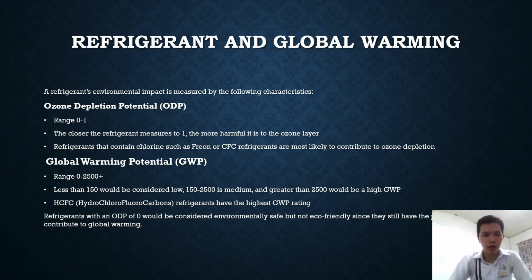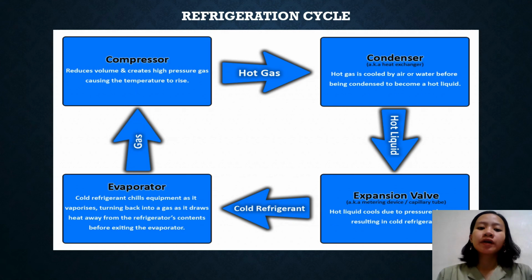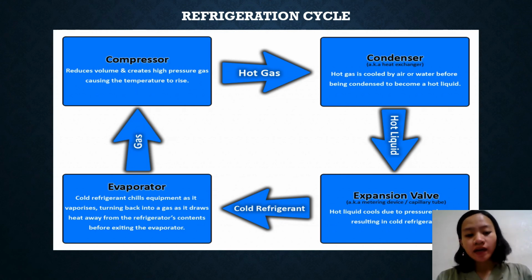So refrigerant's environmental impact is measured by the following characteristics: ozone depletion potential and global warming potential. So let's proceed to the refrigeration cycle. The refrigeration cycle starts at the compressor, then goes to the condenser, then the expansion valve, then the evaporator, and back to the compressor.